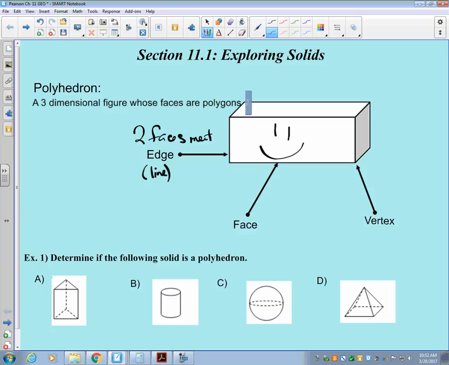A vertex is where 3 or more edges come together. I also call this a corner. So I will call it a vertex first, and if you have a completely blank stare on your face, I will then call it a corner, and then most students go, right, a vertex.